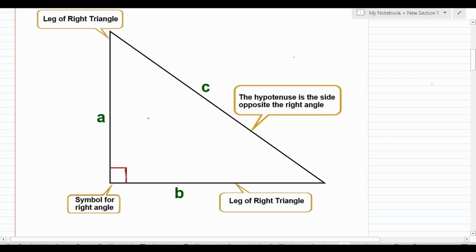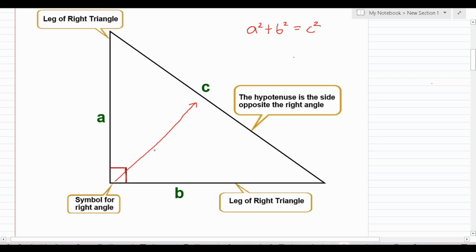The hypotenuse of, and let me copy the Pythagorean theorem right here so we can see it as we discuss things. A squared plus b squared equals c squared. Our c always refers to the hypotenuse, and that's always going to be directly across from your right angle in a right triangle. A and b, on the other hand, refer to the legs of the triangle.